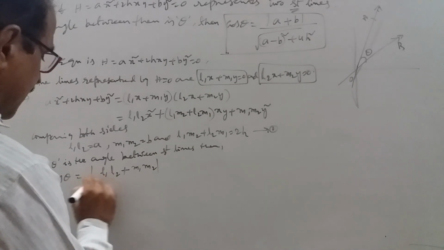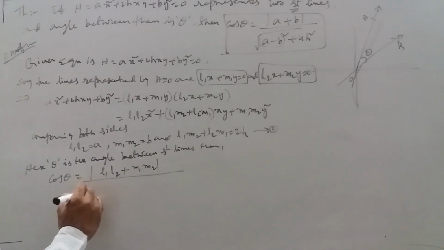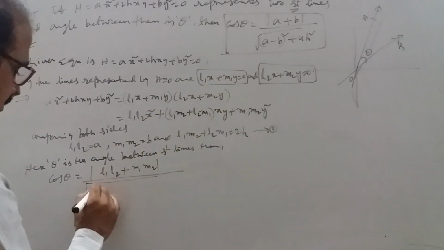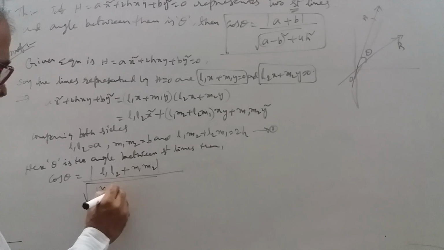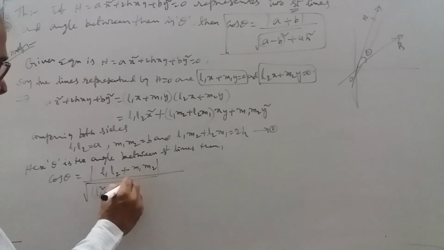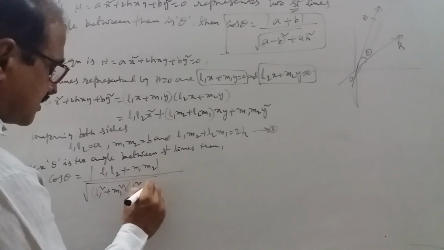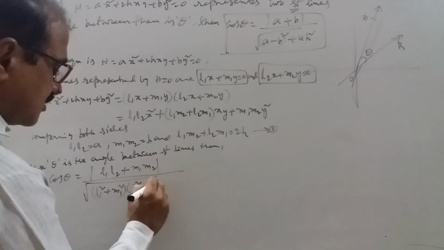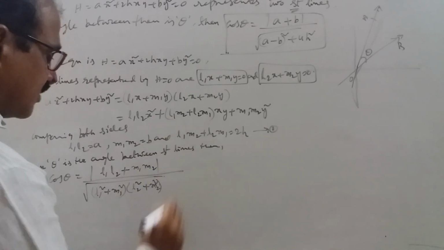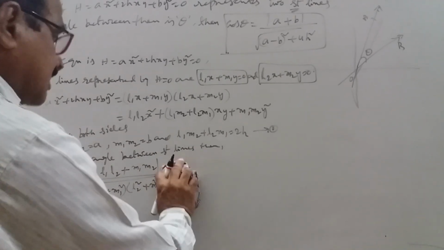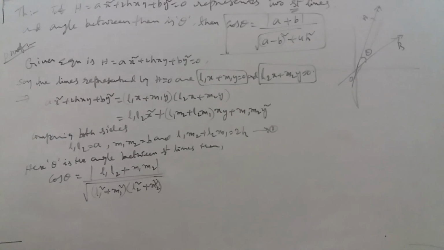Mod of by root of A1 square plus B1 square. That means L1 square plus M1 square into root of A2 square plus B2 square. Similarly here, L2 square plus M2 square. By simplification we have to reach this much.